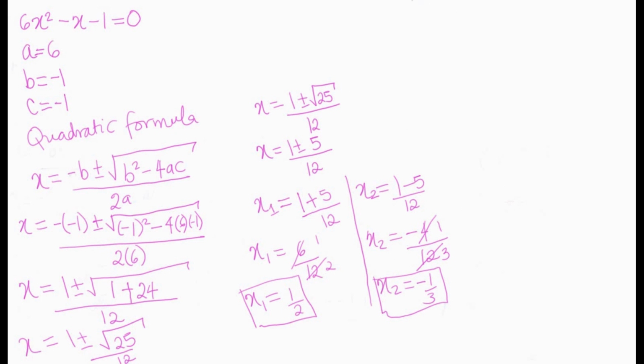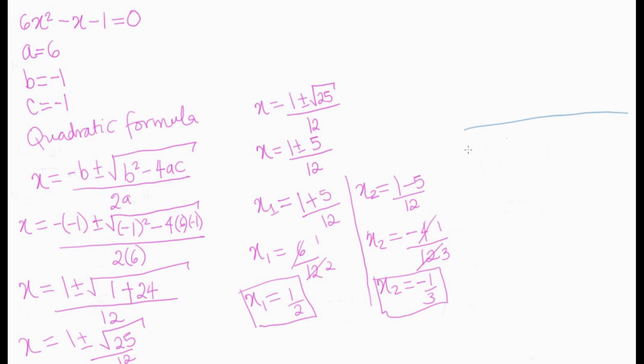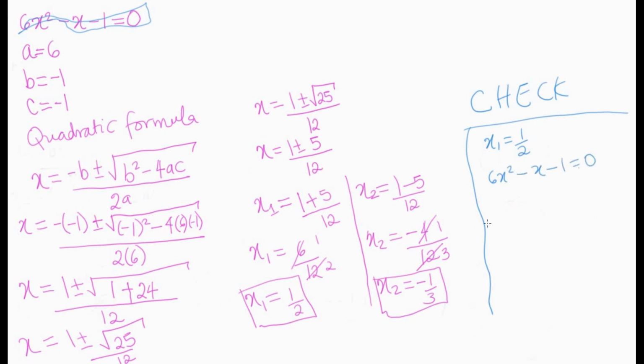Now we're going to do the check, and this time around I'm going to have the check be blue. So this is what we have for the check. x sub 1 equals 1 over 2, and we put this value back into the quadratic equation. x sub 1 will be put back into 6x squared minus x minus 1 equals 0.